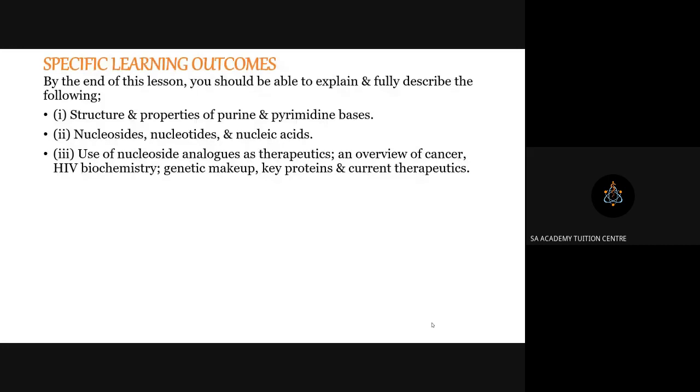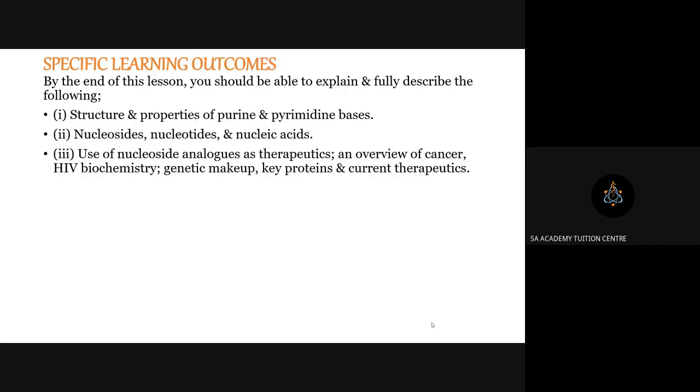Today's class, by the end of this class, students should be able to understand and explain the following. You should be able to draw structures and the properties of the purine and the pyrimidine bases. In Bio 1400 we learned about purines, pyrimidines and nitrogenous bases. In this course, students should be able to draw the structures on their own. Why? Because this is structural biochemistry. We want you to learn how to draw the structures.